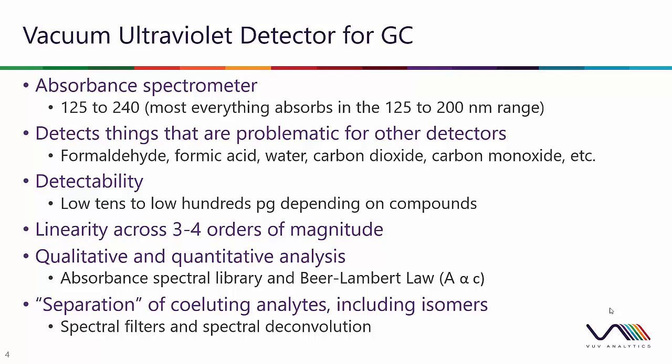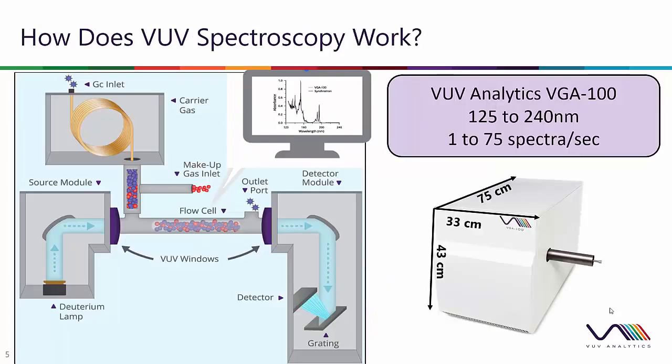It also has a linearity across 3 to 4 orders of magnitude and provides both qualitative and quantitative analysis. And the qualitative part is represented by the matching through the absorbance spectra library, and the quantitation comes from using Beer-Lambert's law, where the area of a peak is proportional to the concentration. Or in other words, the absorbance is proportional to the concentration. And we can also separate coeluting compounds even when it comes to isomers, and we can do this through spectral filtering as well as spectral deconvolution.